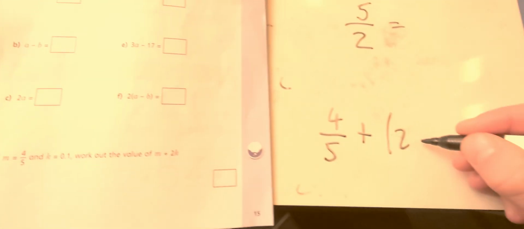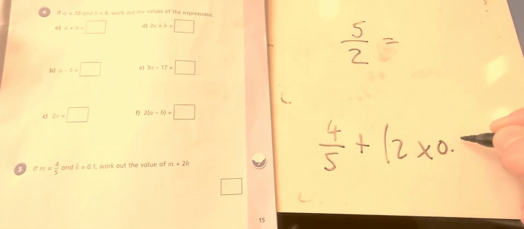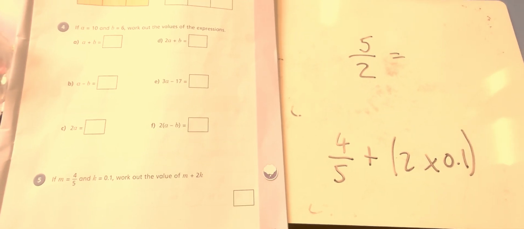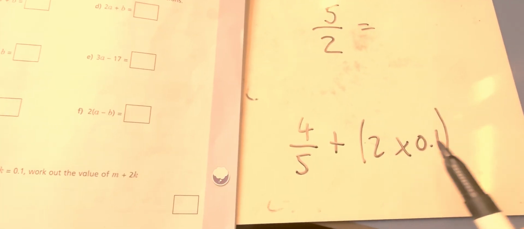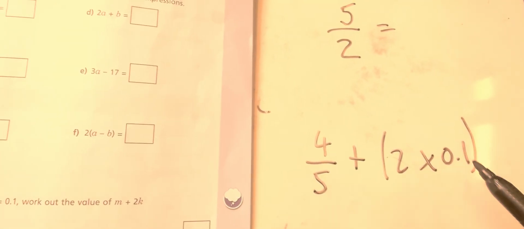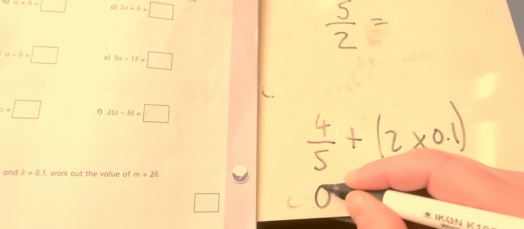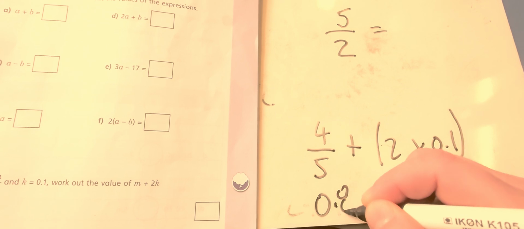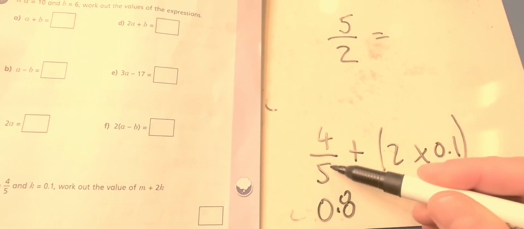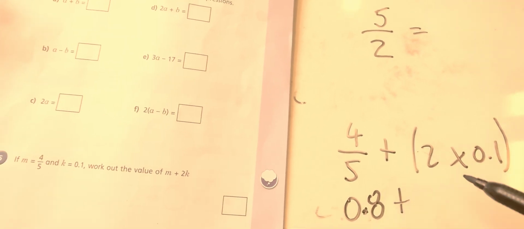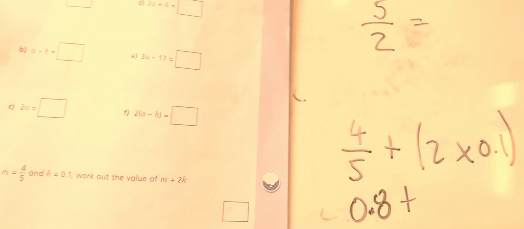0.1s. Well, I'm going to write this in brackets just to make it easier. 2 times 0.1. That's 2 times 0.1. Hopefully you can work that one out. And then you've got to work out what the answer is, because you've got a fraction plus a decimal. So if I were you, I would change this to a decimal, which hopefully you know is 0.8. 4 out of 5 is the same as 8 out of 10, which is the same as 0.8, plus whatever your answer was there.